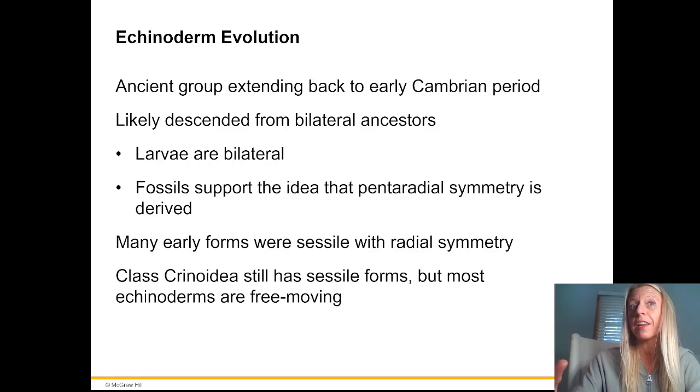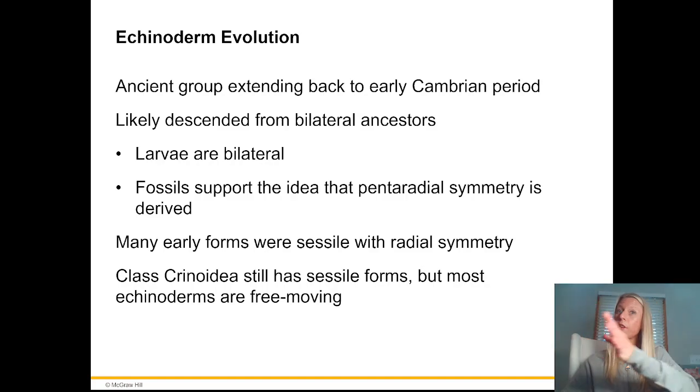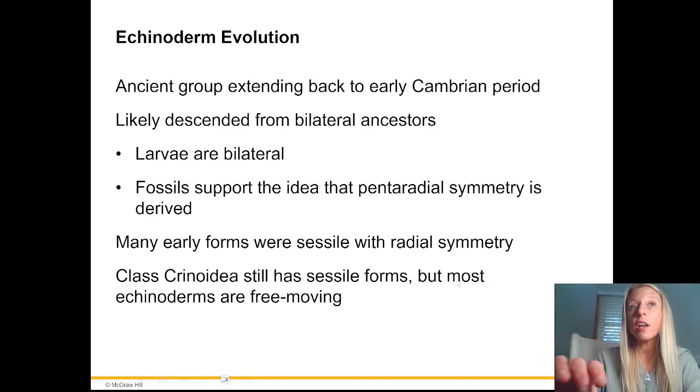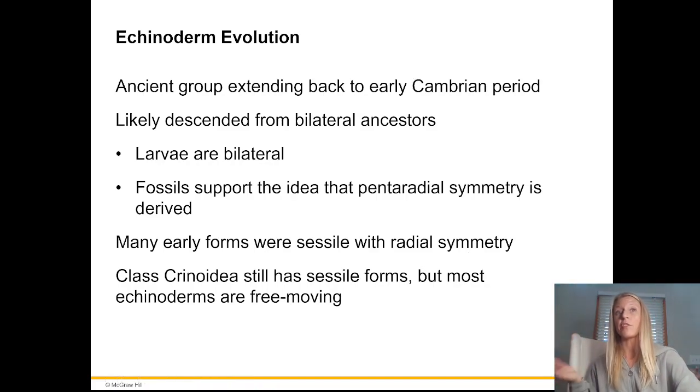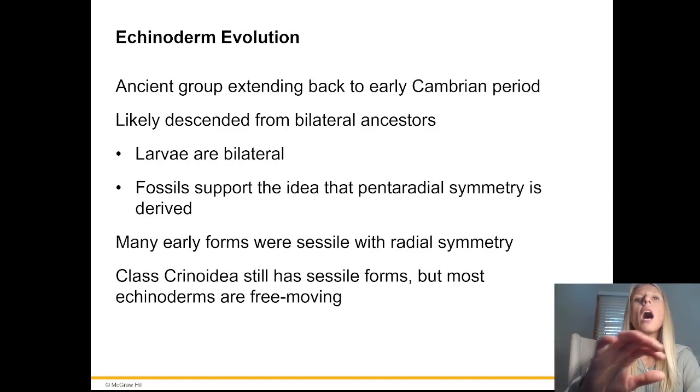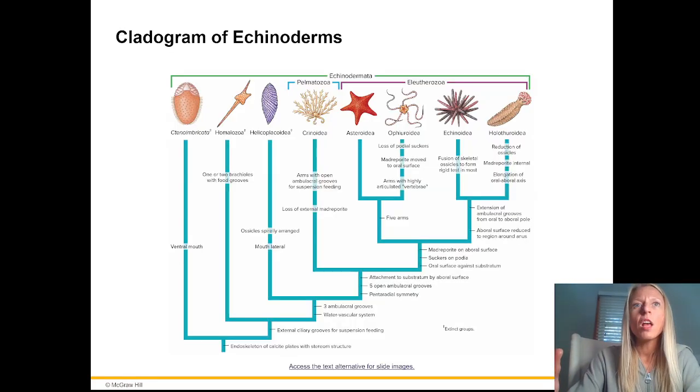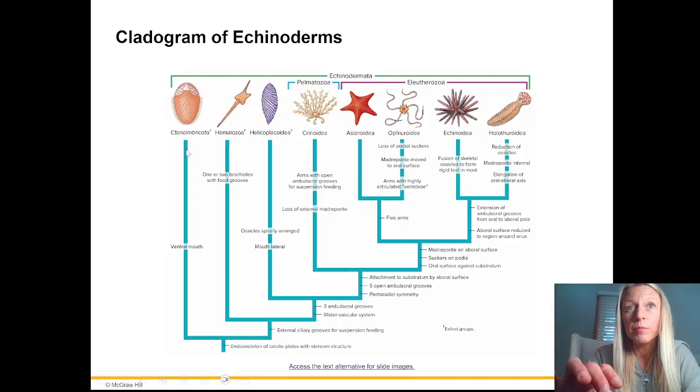So their larvae are bilateral. That's why they're sort of in the more advanced group evolutionarily. And their fossils support the idea that this pentaradial symmetry that they metamorphose into as an adult is a derived trait that came over time. So this is looking at all of the different echinoderms. We're going to talk about a number of these different groups.